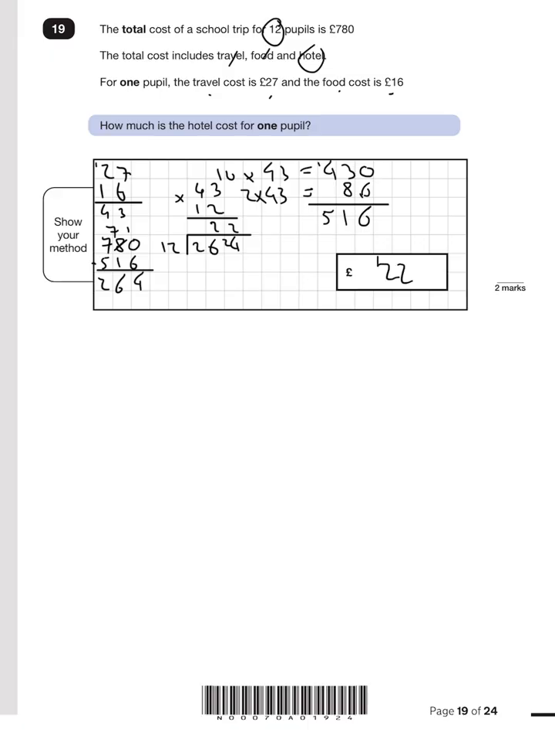£22. It's not a nice 22. What's happening here? I don't know. Sorry about this. But the answer is £22.